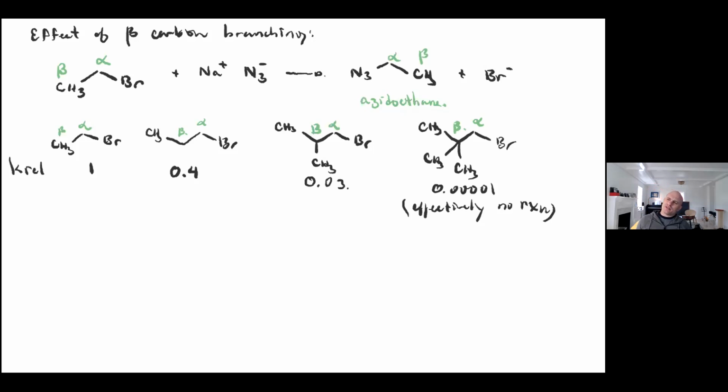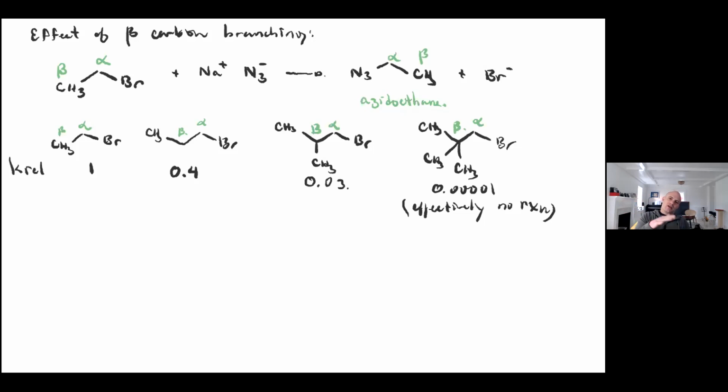Let me just pause and summarize what we've talked about, and then I'll take a minute for questions. We're talking about the effects of the substrate on the SN2 reaction, and we've binned those effects into two categories. One is alpha substitution, the degree of substitution at the carbon that bears the leaving group. As you increase the number of carbons bound to the carbon with the leaving group, you slow down the rate of reaction.